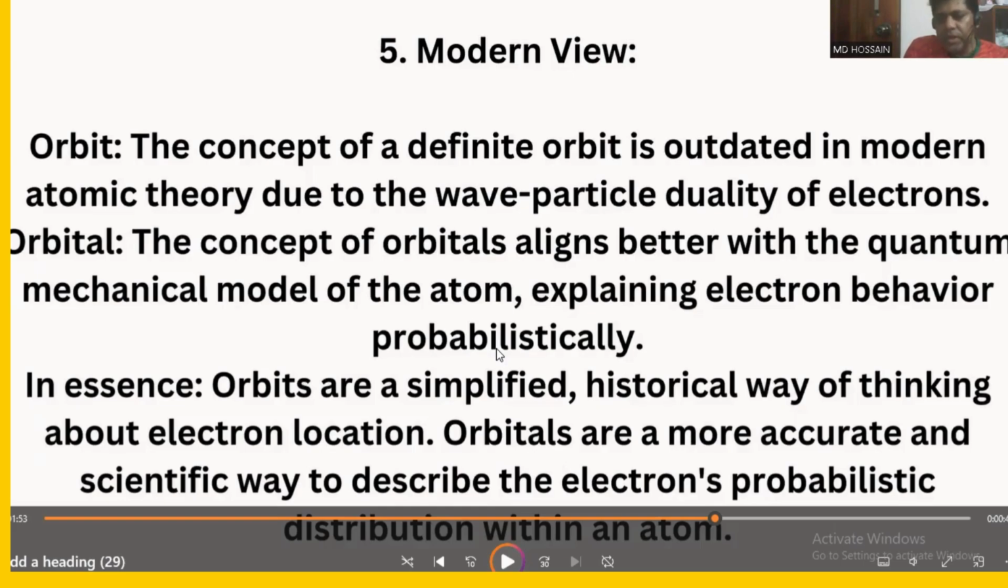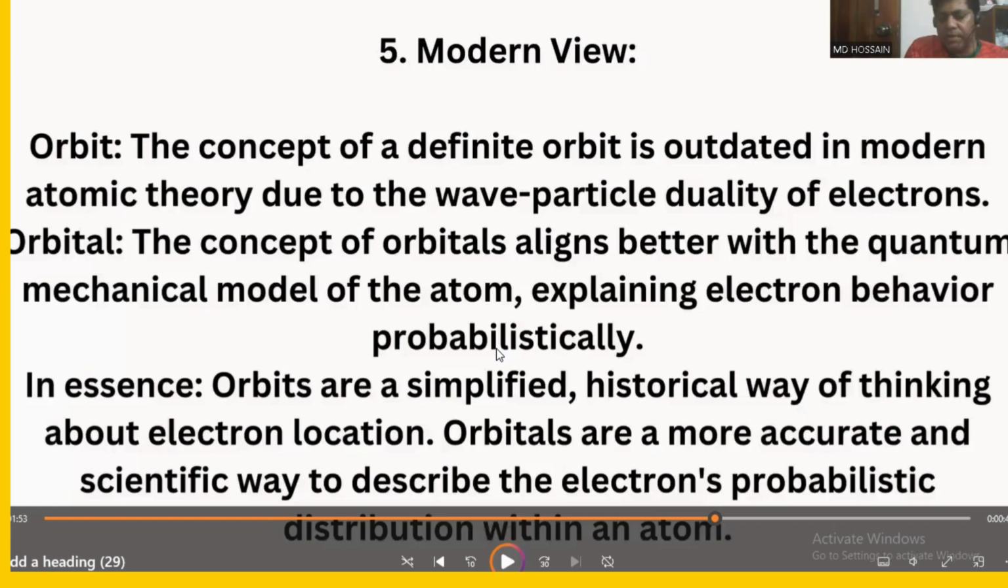Probabilistically. Got my point? Okay. Then what is orbital? In terms of the modern view, the concept of orbitals aligns better with the quantum mechanical model of the atom. So the latest theory of the atom is the quantum mechanical model. Right now, I am not going to provide any discussion on the quantum mechanical model of the atom, but we will have clear-cut discussions on these topics.